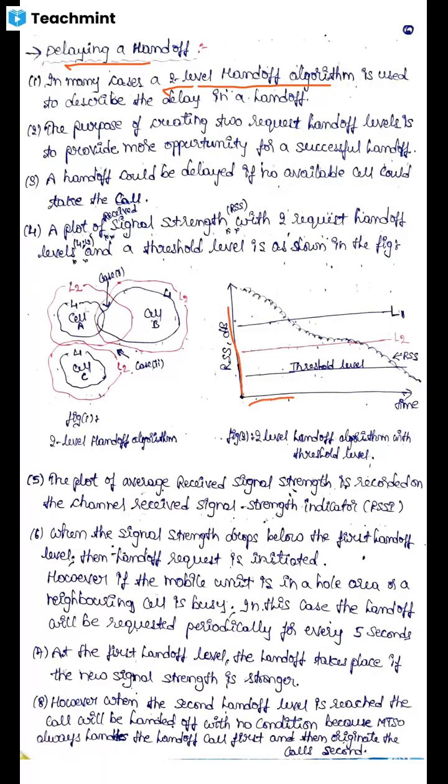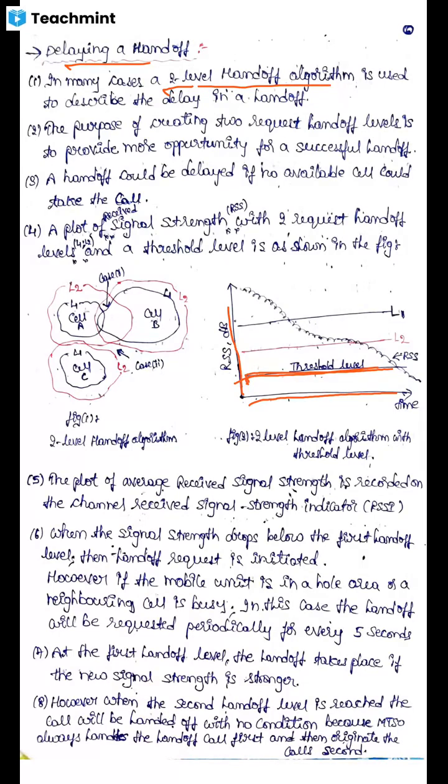Look at this graph. The Y-axis represents the received signal strength (RSS) and the X-axis represents time. We know that at the boundary conditions, we will take a threshold level, and at that threshold level, we will apply handoff. This threshold level represents that the signal is weak and handoff should be initiated. But when I apply handoff at this threshold level, the handoff could be delayed.